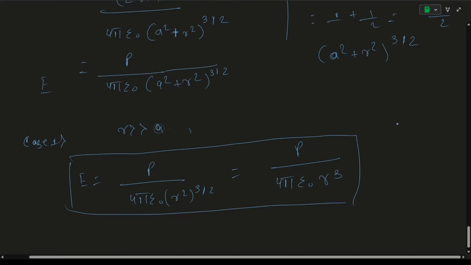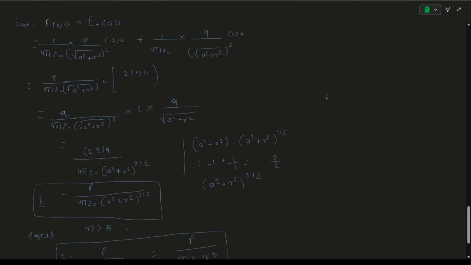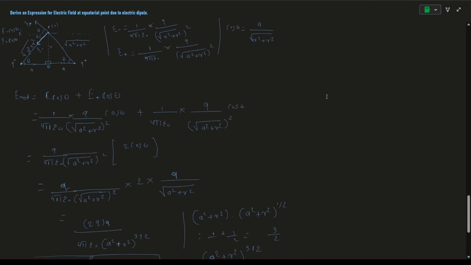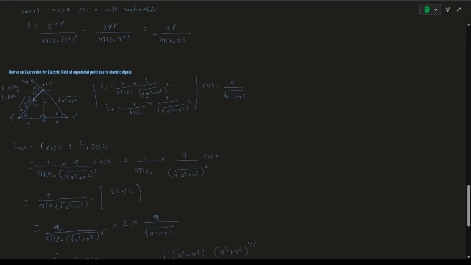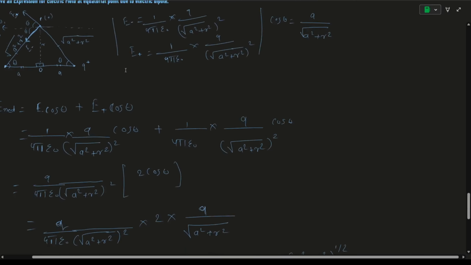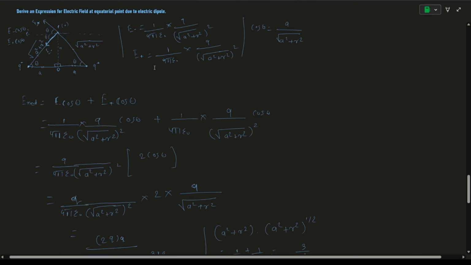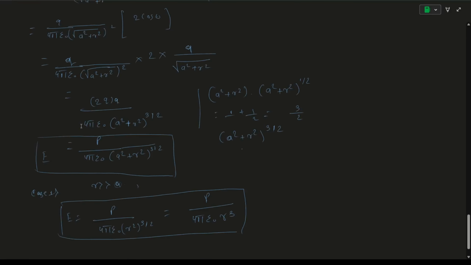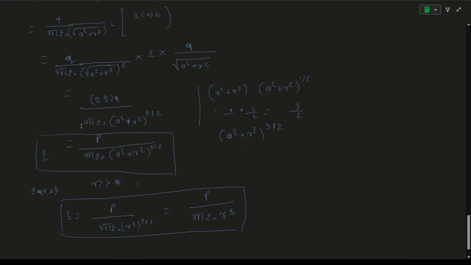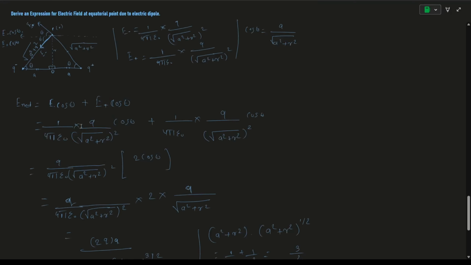Hope this is clear. And you can take the screenshot of this derivation. I would suggest you take this screenshot in two parts. So take the first part from here. Okay, fine. Now take this much part. Okay, fine. I hope this is clear to you guys.